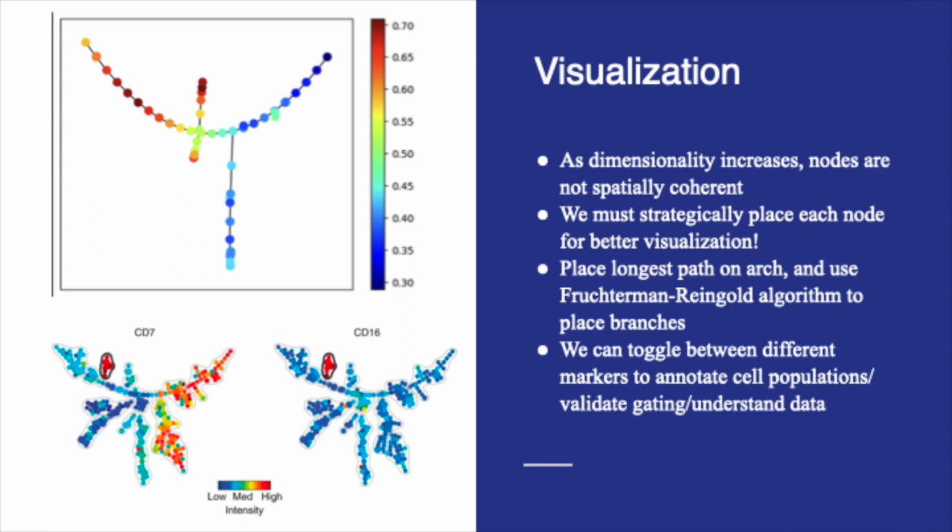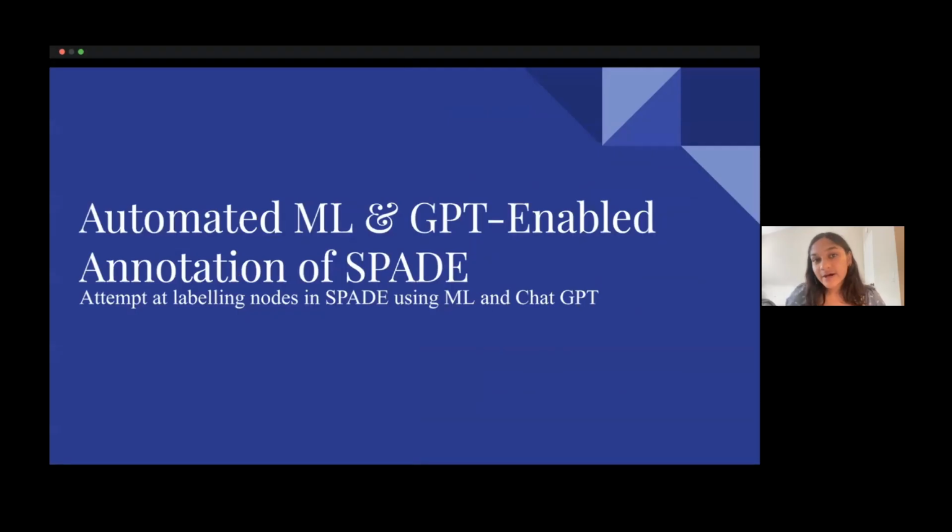Now that we have our visualization ready, we can toggle between different markers from the 20 that we have, and learn more about what kind of cell populations we are dealing with using the visualization. So that was the end of implementing the SPADE algorithm.